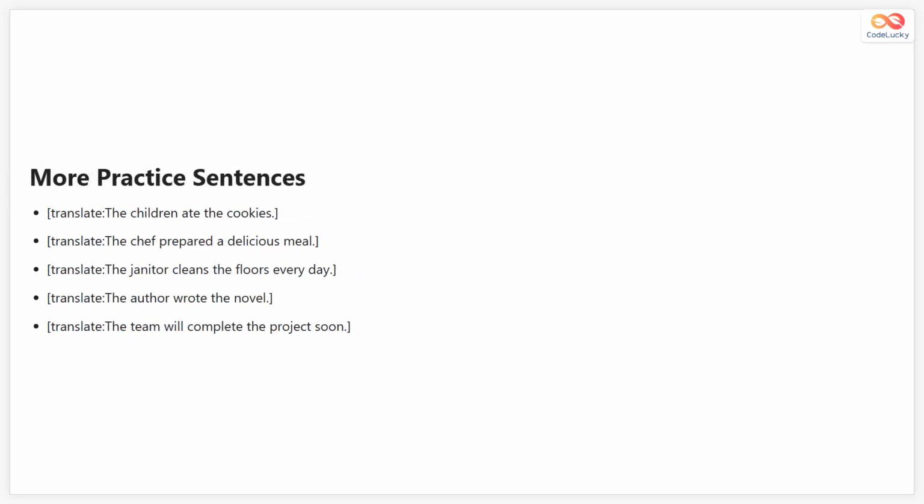Here are additional sentences for practice. Change these active sentences into passive voice. The children ate the cookies. The chef prepared a delicious meal. The janitor cleans the floors every day. The author wrote the novel. And the team will complete the project soon. Practice helps in mastering the passive voice.